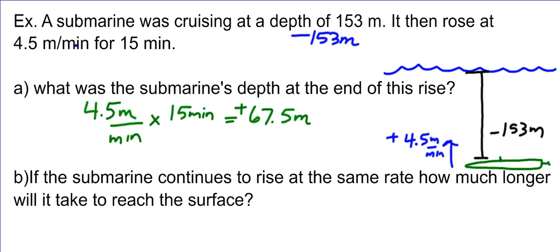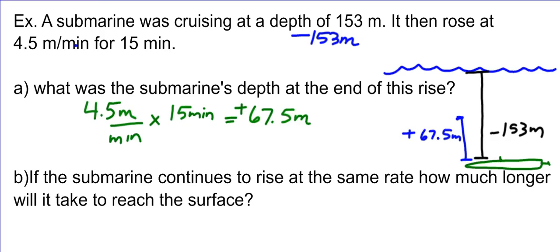Okay, so I'm going to change something on my drawing here. I'm going to erase this rate, and I'm going to show the amount that it traveled. So it went up, so plus 67.5 meters. That doesn't mean that the submarine is now at a positive 67.5 meters. So it's not 67.5 meters above the surface. The submarine has only gone up 67.5 meters from where it started, which was negative 153.